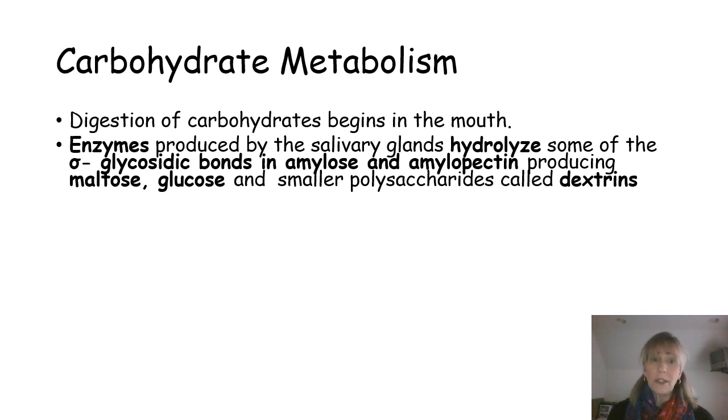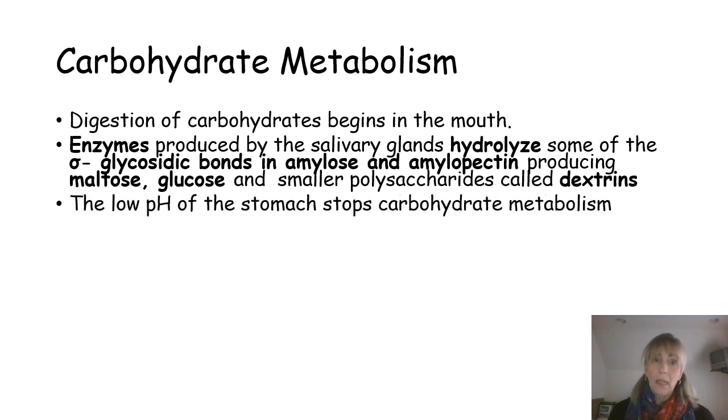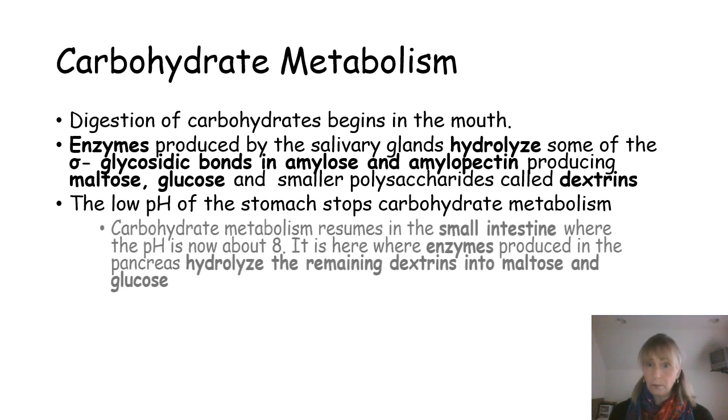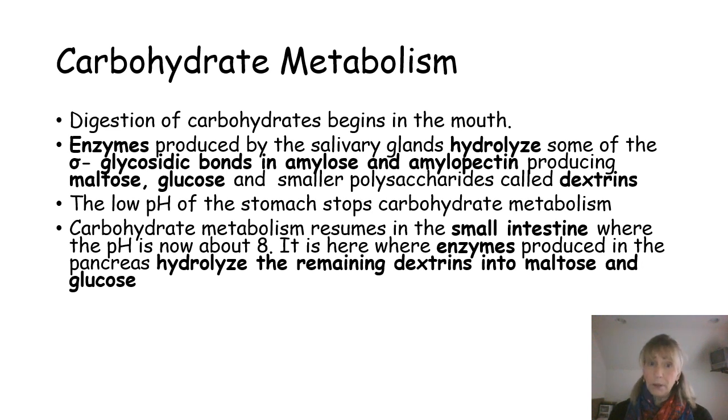Those alpha glycosidic bonds in amylose and amylopectin get hydrolyzed. And what's that going to do? That's going to give you smaller pieces, producing maltose, glucose, and smaller polysaccharides known as dextrins. What's the next stop after that? It's the stomach, and the pH in the stomach is low. The low pH of the stomach totally stops carbohydrate metabolism, and then it's picked up a little further down the line.